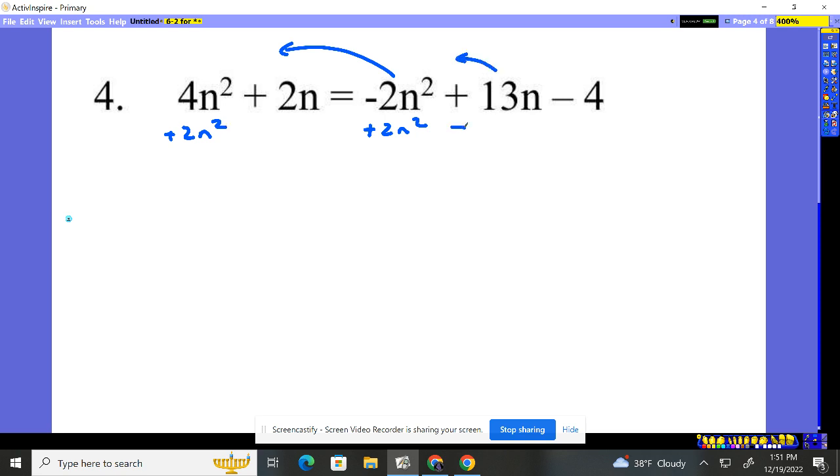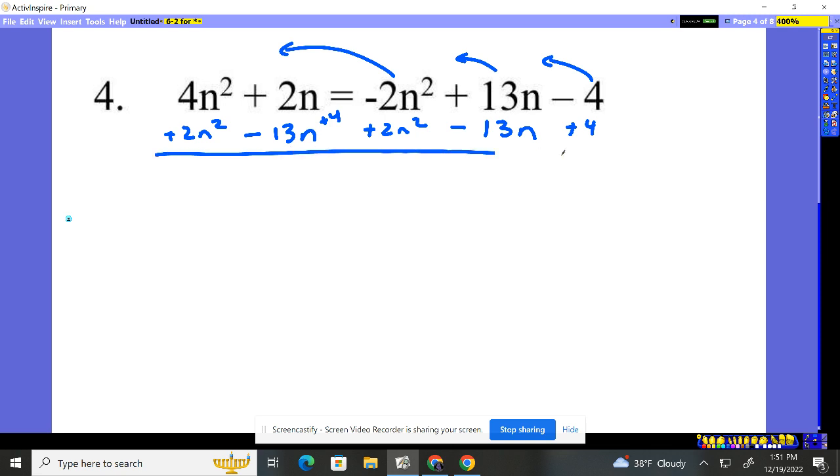Let's move the 13 over. How to get rid of adding 13? We're going to subtract 13n. And then to get the negative 4 over, we're going to add 4. So just here on the end, we're going to add 4. Let's see what we get.